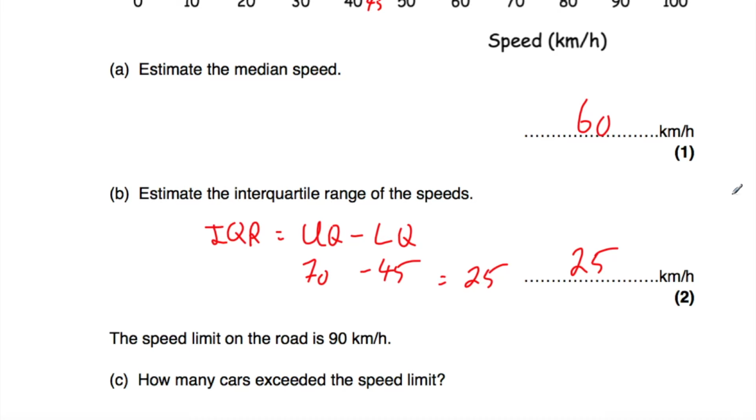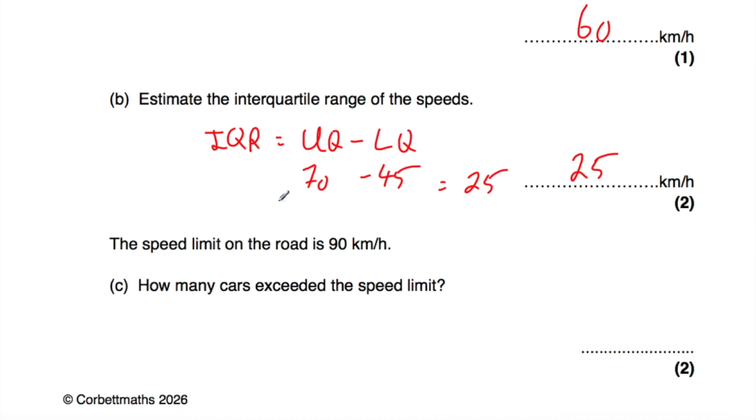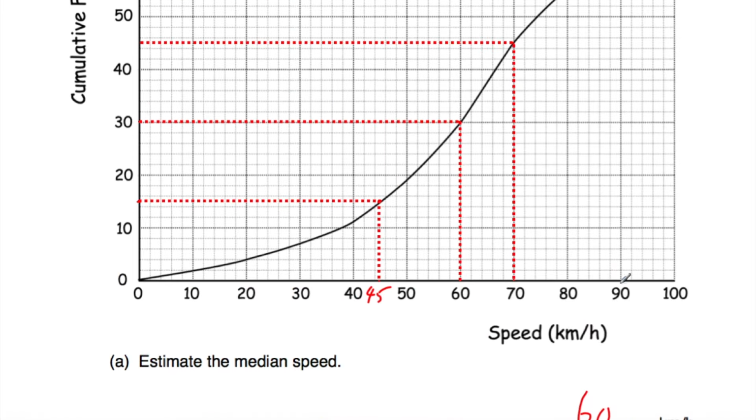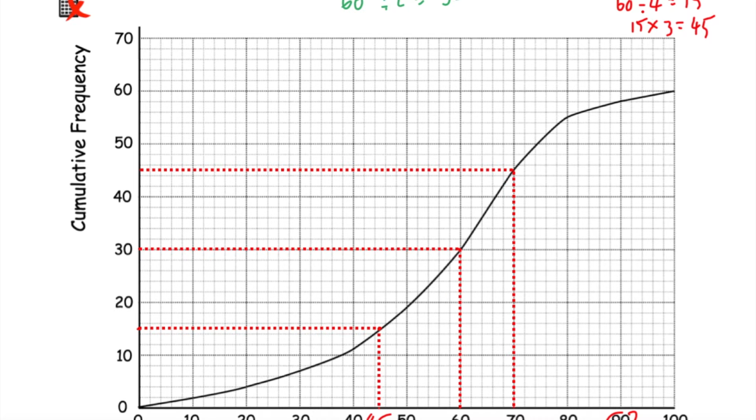And that's it. And then if we carry on, we're then told the speed limit on this road is 90 kilometers per hour. And we've been asked to estimate how many cars exceeded the speed limit. So let's find where 90 kilometers per hour would be. So that's there, 90 kilometers per hour. And we're going to go up and across. So let's do that, up and across. And that brings us there.